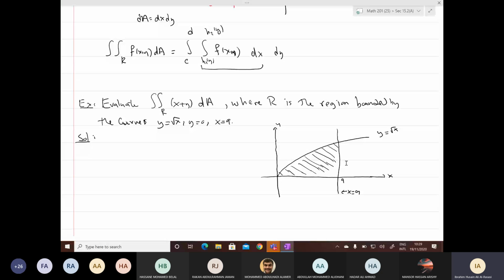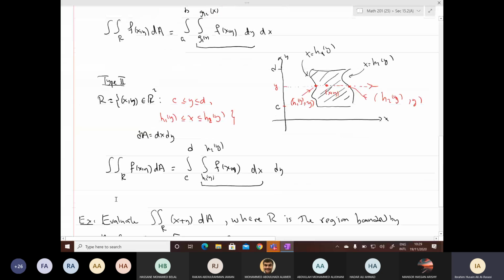Now I will solve it. I will give you the solution now without worrying whether it is type 1 or type 2. Is that clear? Pay attention. Here I just need to remember that the outer integral always has to be numbers. Which numbers? Either the x interval or the y interval. The x interval of the region or the y interval of the region. Period. Very simple.